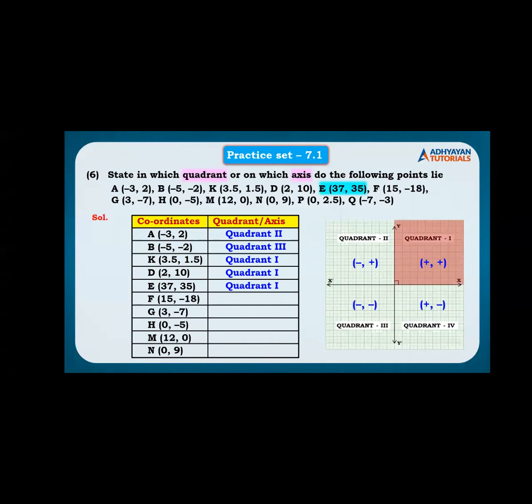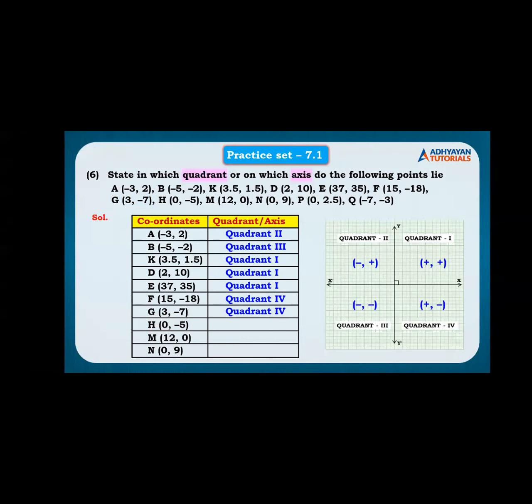15 comma minus 18, that is positive comma negative. So positive comma negative is fourth quadrant. Again positive comma negative, fourth quadrant. Children, 0 comma minus 5, this point, right? 0 comma minus 5, does it lie in any quadrant? The answer is no. It lies either on x axis or y axis.